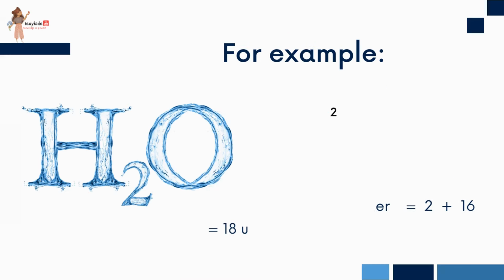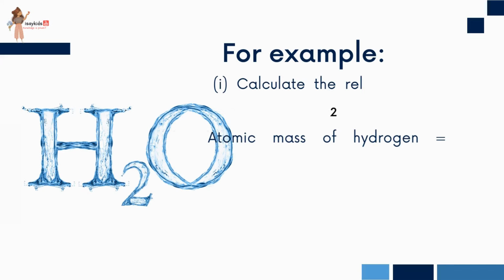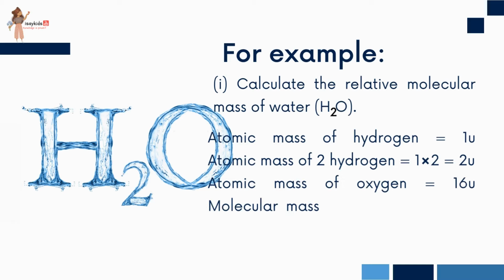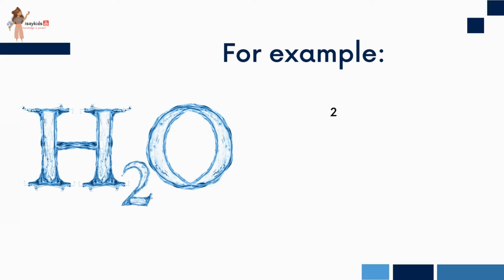Let's see the relative molecular mass of water. Atomic mass of hydrogen is 1U and atomic mass of 2 hydrogen therefore would be 2U. Atomic mass of oxygen is 16U, therefore the molecular mass of water is 2 plus 16, that is 18U.